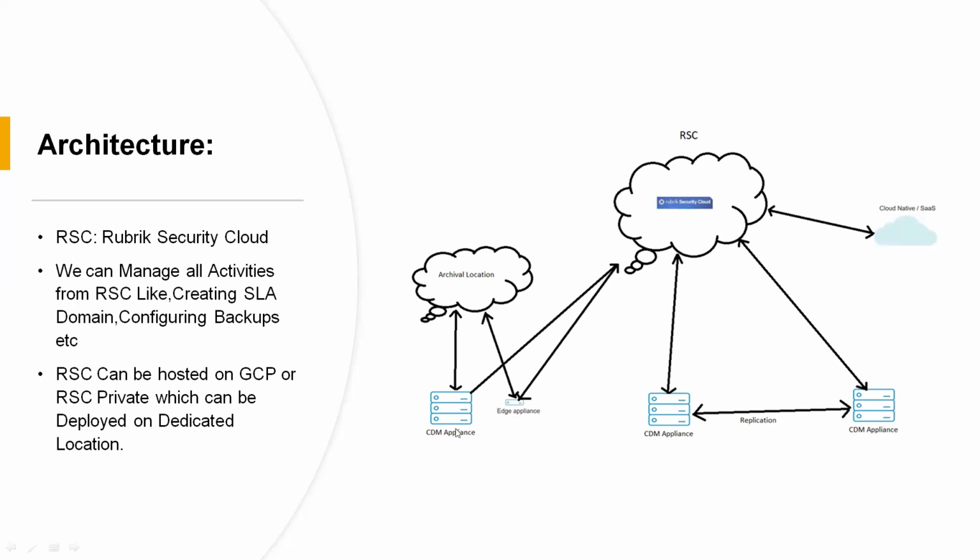If we have multiple CDM clusters, we can access all clusters from a single RSC, and we can perform replication between two clusters through RSC. We can perform archival also from a Rubrik cluster to cloud, or edge to cloud. We can perform that through RSC.